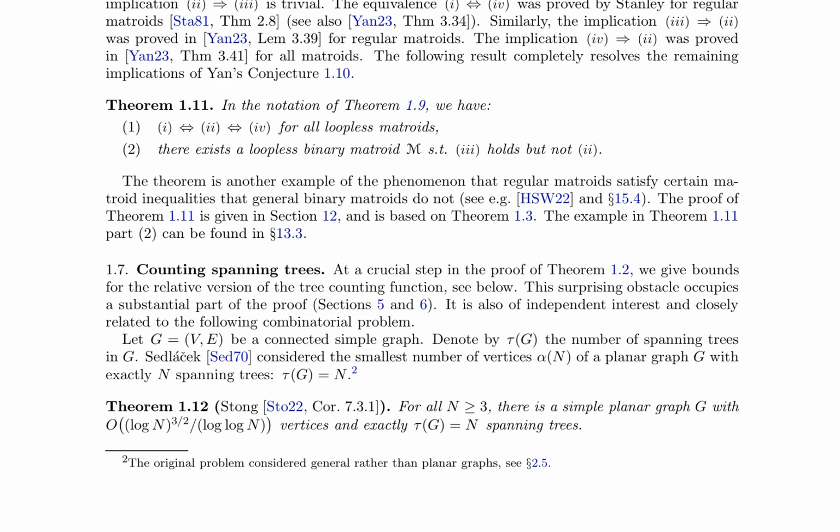Finally, the authors discuss the connection between the Stanley-Yan inequality and counting spanning trees in graphs. They present a theorem that bounds the relative version of the tree counting function, which is crucial in the proof of the main result. This problem is also of independent interest and is related to the combinatorial problem of finding the smallest number of vertices in a planar graph with a given number of spanning trees.